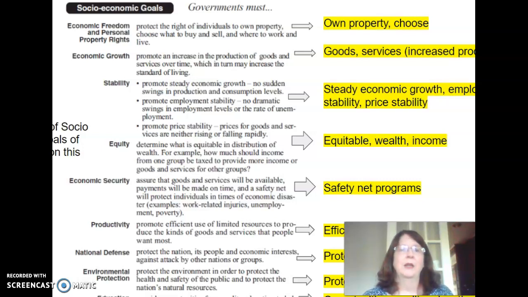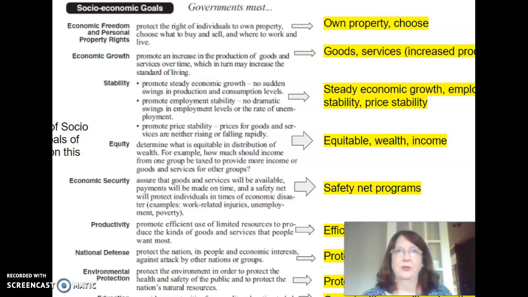And the other thing is stability, to promote employment, to keep people working. And once people are out of work, it affects the economy in lots of different ways. The other one is economic security. Make sure there's some kind of a safety net when people are out of work, when something goes wrong in the economy, to make sure that they have workers' compensation, unemployment, those kinds of things, until they can get back on their feet.